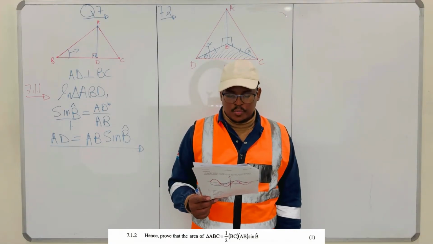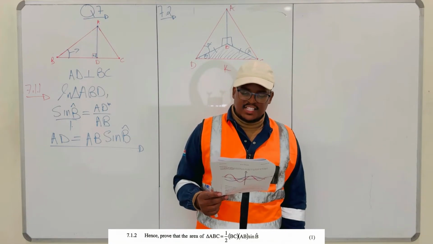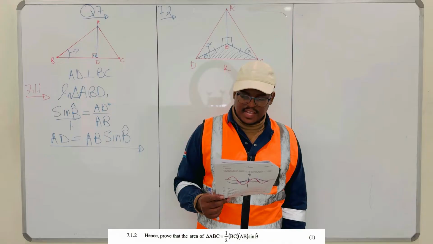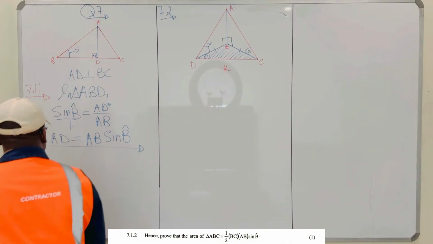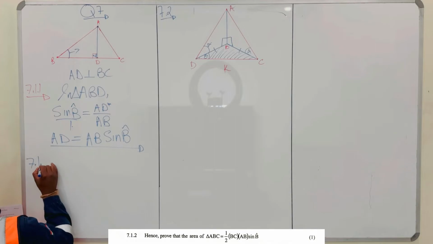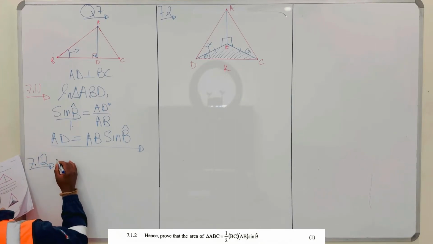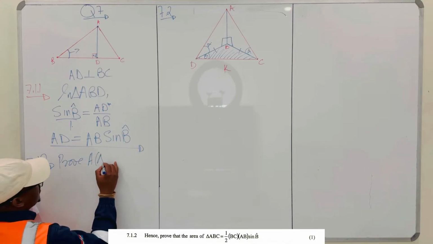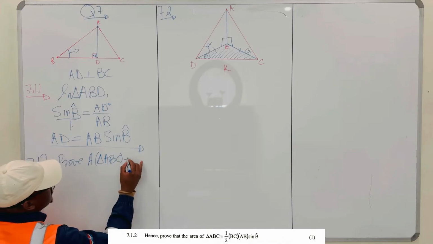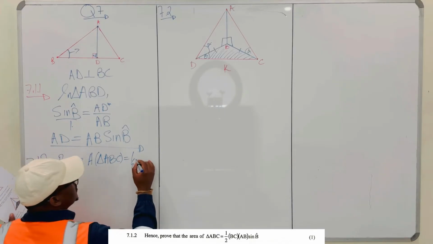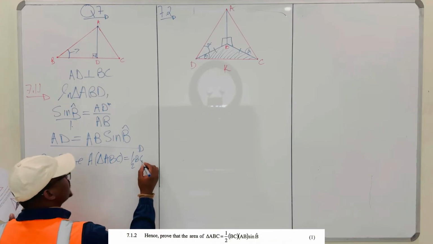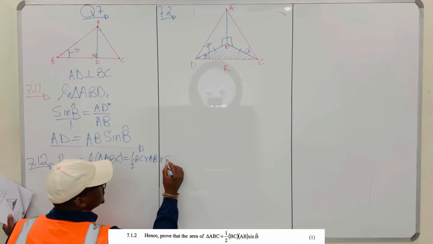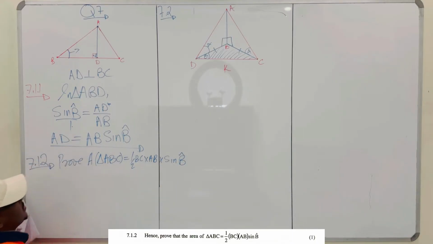So now we're doing 7.1.2. They are saying, hence prove that the area of triangle ABC is equal to half times BC times AB sine angle B. This is 7.1.2. They are saying prove that the area of triangle ABC is equal to half BC times AB times sine B. That's what they want us to find.